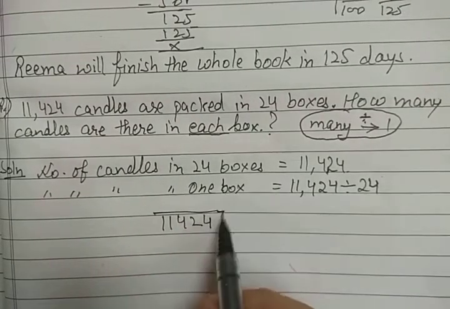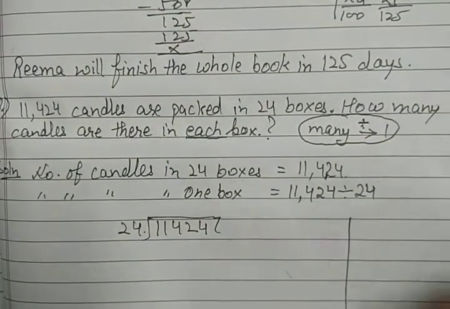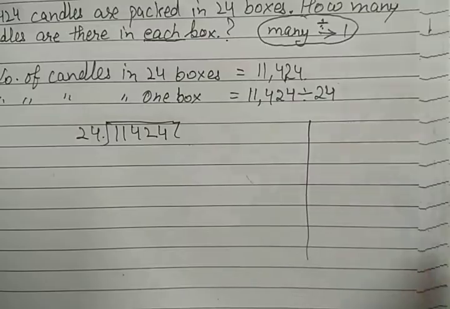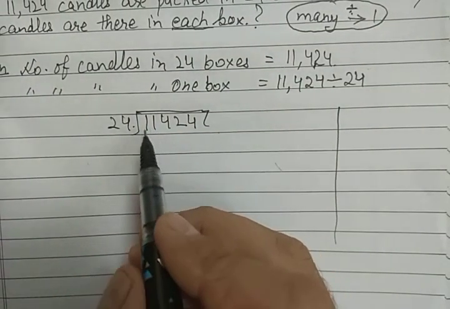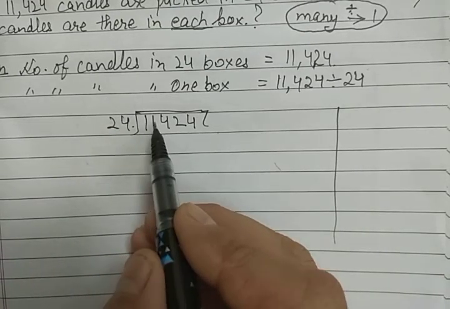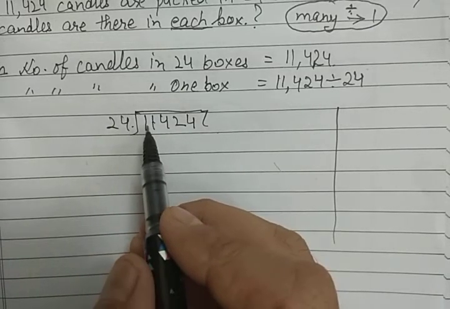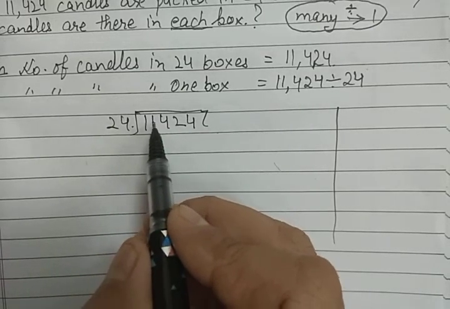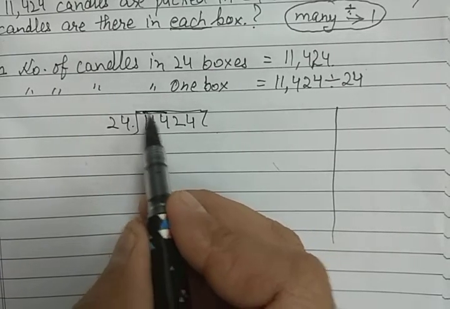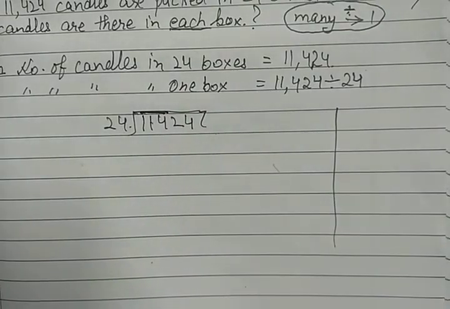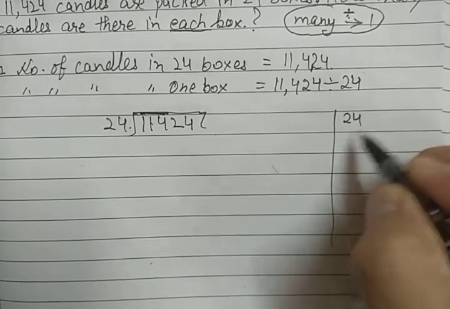11,424 divided by 24. Now you don't know the table of 24, so you have to make the table on the right side. Now how many digits will we take in the first step? 1 is smaller than 24, so we have to take 2. Again 11 is smaller than 24, so we have to take one more digit. Now it becomes 114, so we will take these 3 digits in the first step.